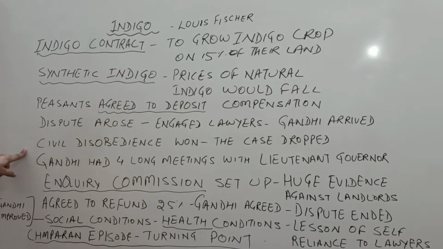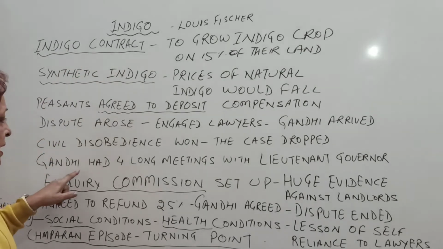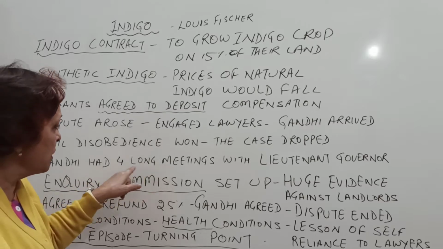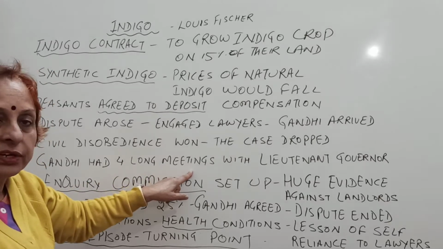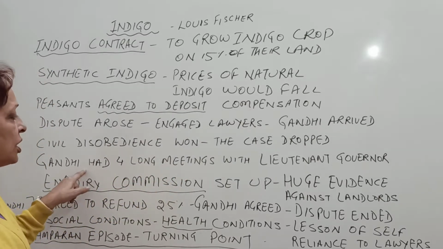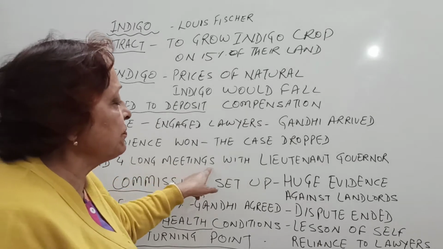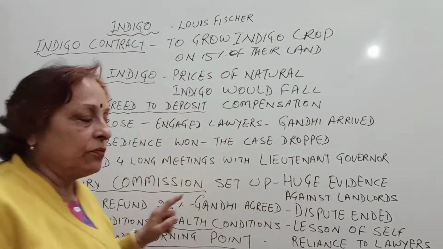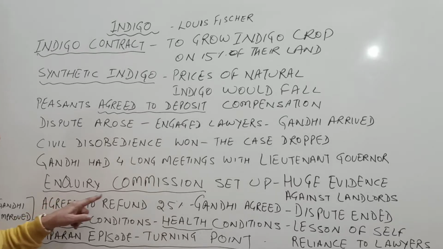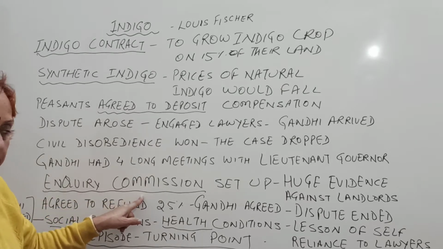Now the next question is, Gandhi had four long meetings with the Lieutenant Governor. What was the outcome of Gandhi's meetings with the Lieutenant Governor? The outcome was that an inquiry commission was set up.